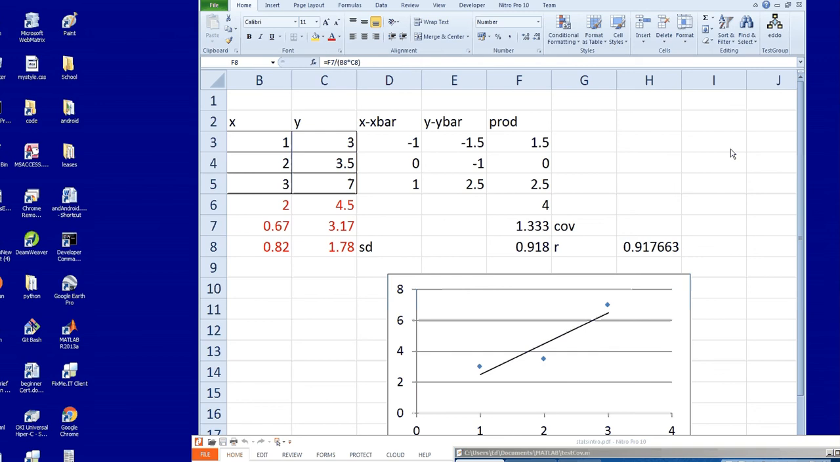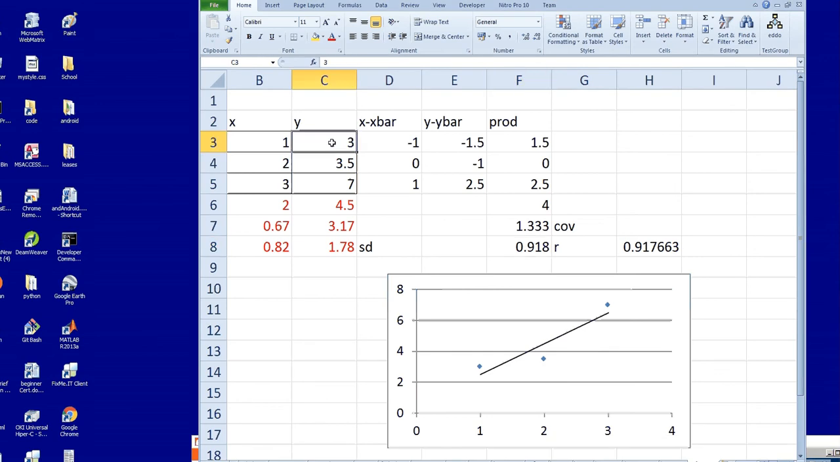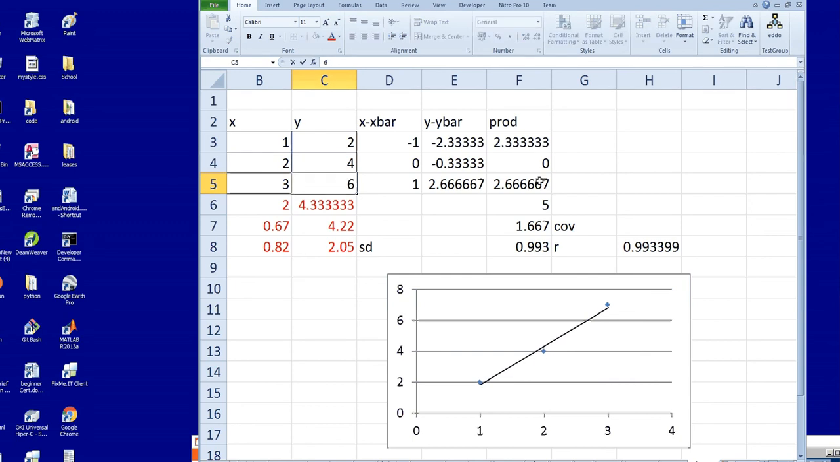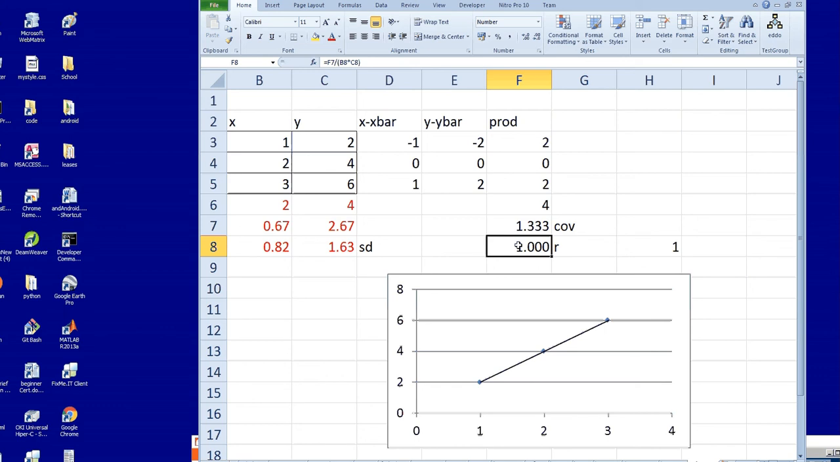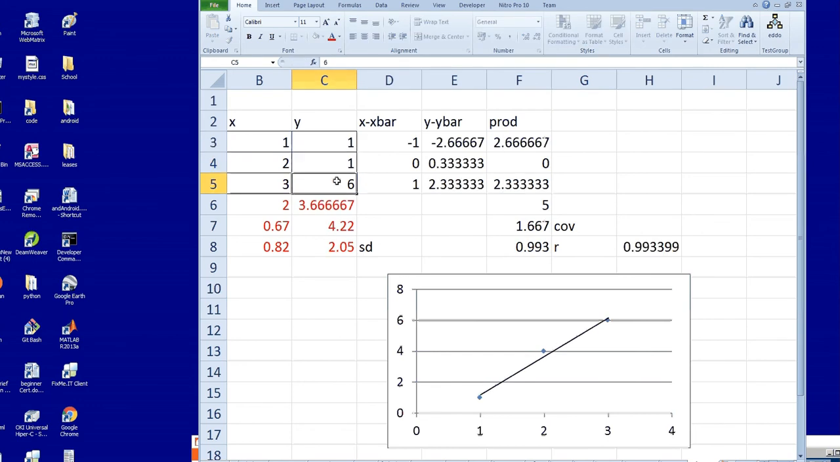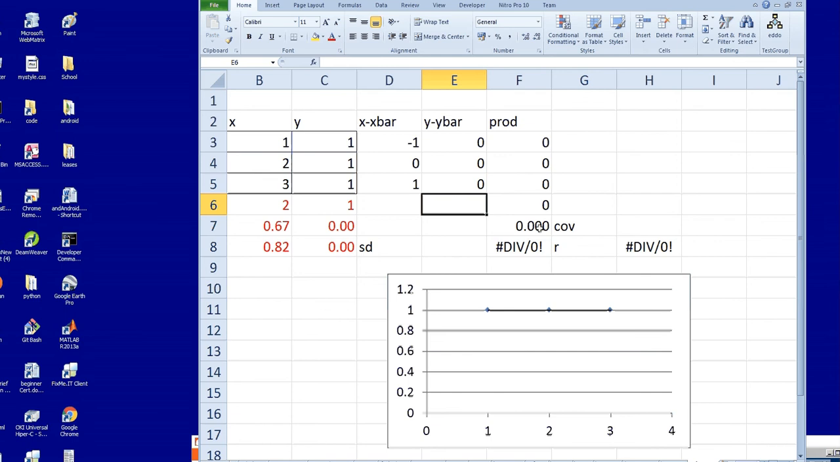Well, if we have a perfect correlation, if these numbers are double these numbers here, what do we get? We get a correlation coefficient of 1. So what about if there's no correlation? Let's see if we had these much the same. Was that going to work to give us a covariance of 0? And you can see this one should be 0. So the correlation is going to be 0 as well.